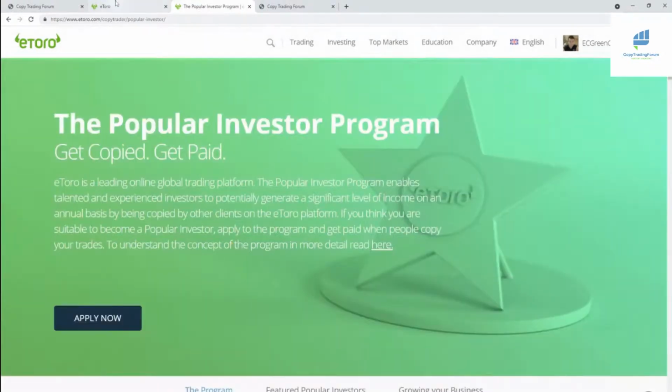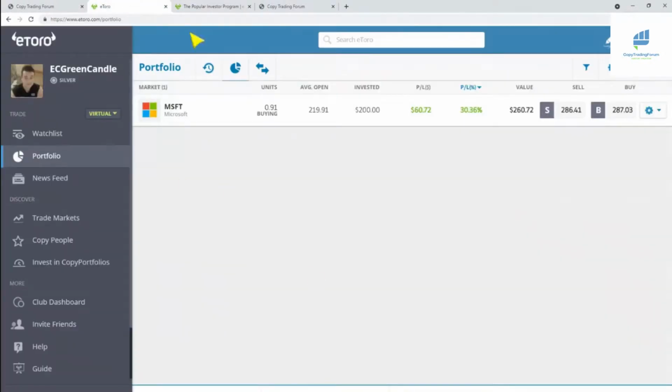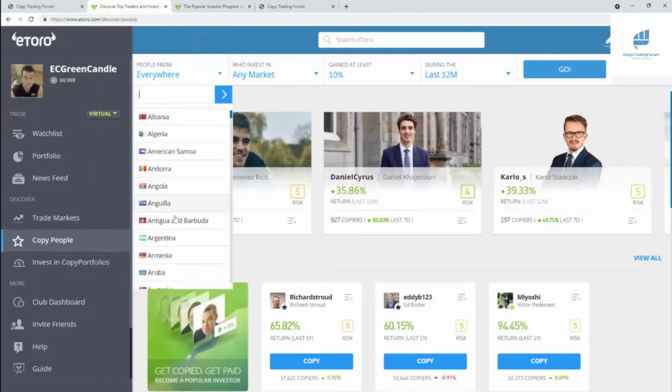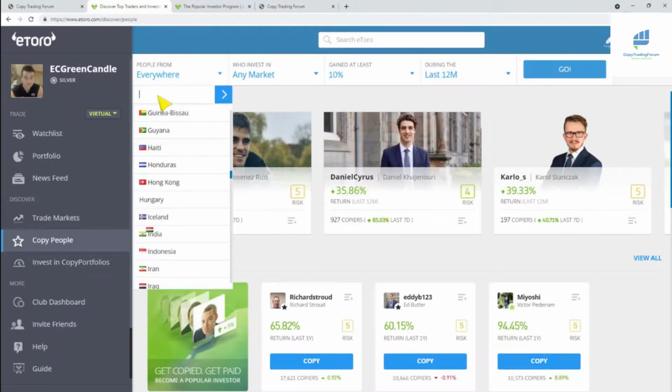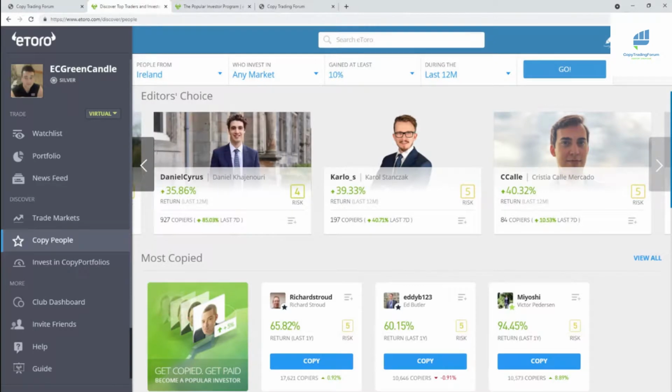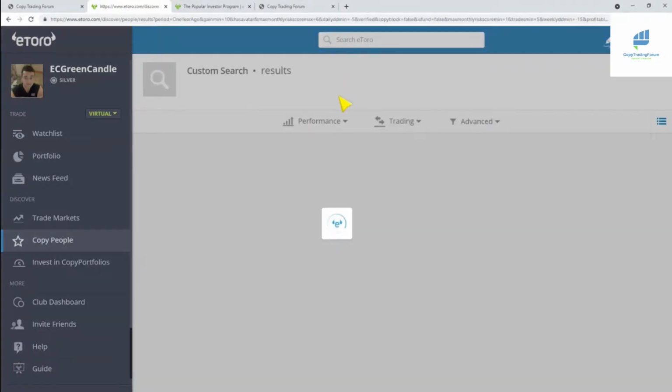So they're really out to help you too, because they have interests in their own investments and their career. So when you come in here to your portfolio, you can easily copy people. Come to the copy feature. You can select wherever you want. So let's say if you want to select by country, I'm from Ireland. So you can come in here and let's just type in Ireland there, and we select Ireland and go. And you need 10% gains, and you can see all the popular investors from Ireland.